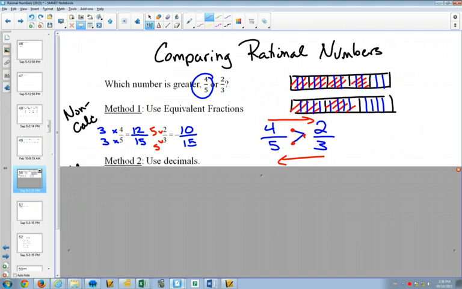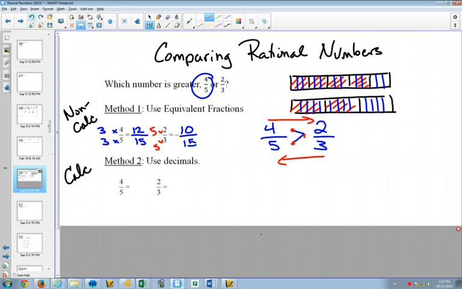So this is how you would do it if you didn't have a calculator, and a question was on a non-calculator part of a quiz or a test. You would get a common denominator so you could compare the same sizes to the same sizes. If you had a calculator, method 2, you would go to your calculator, and 4/5 means 4 divided by 5, and your calculator would tell you that that's a decimal, it's equal to 0.8.